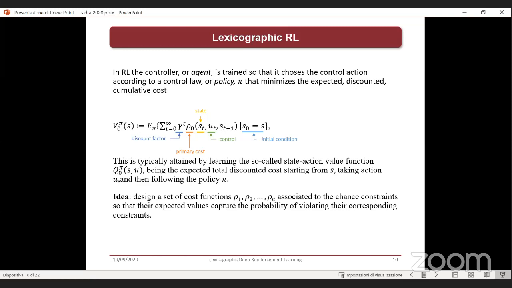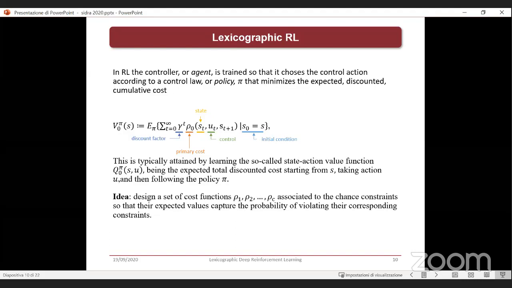So it is possible to introduce the concept of lexicographic reinforcement learning, according to which the goal is to find an agent or a controller able to attain a policy or a control law that is a lexicographically optimal control strategy. To attain this result, as customary in reinforcement learning problems, the controller has to learn the so-called state action value function, Q. The function Q is very important in the framework of reinforcement learning, as it gives also the name to Q-learning, which is probably the most famous algorithm.